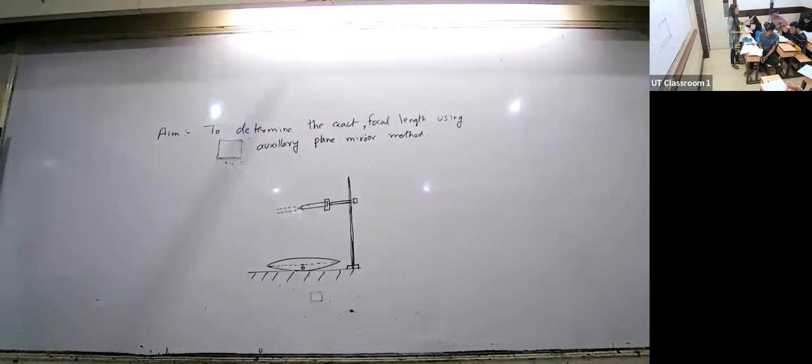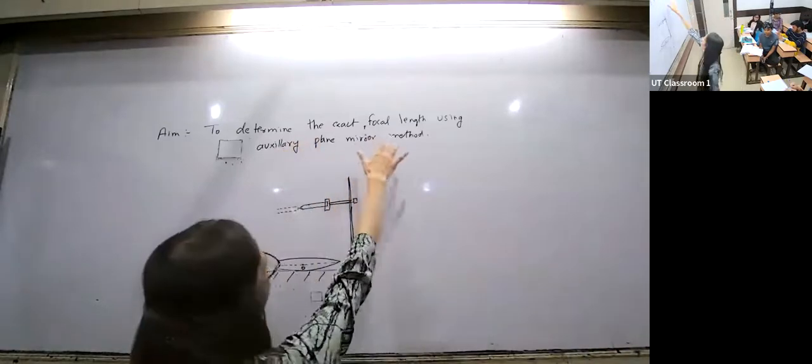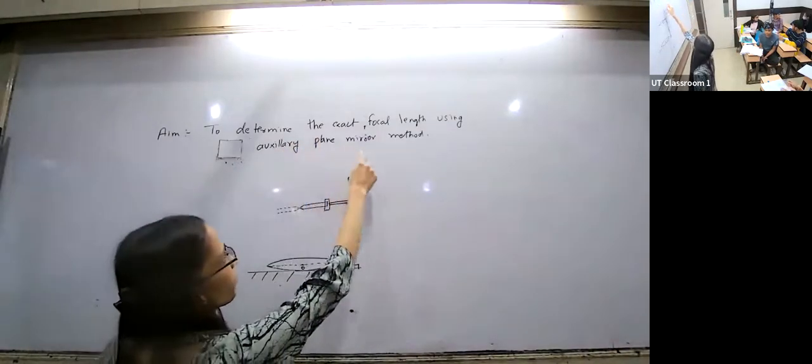It is a beautiful experiment. Trust me, if you perform this, I will try. I think if not this, at least I can tell you what parallax error is. We are determining the focal length using the auxiliary plane mirror method.